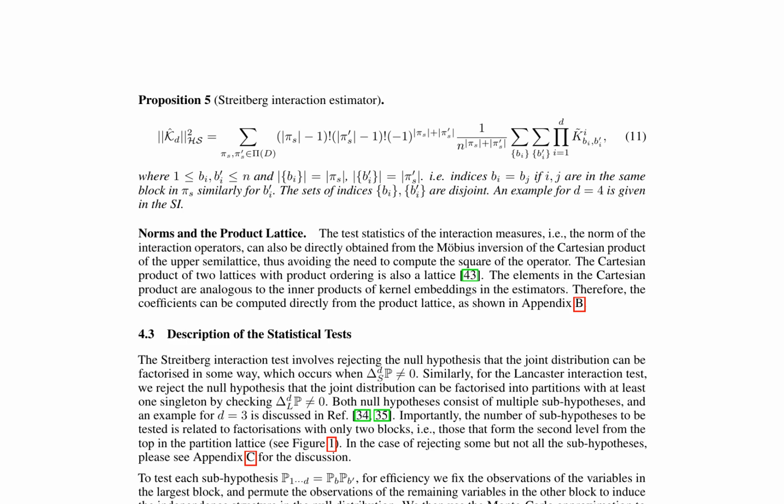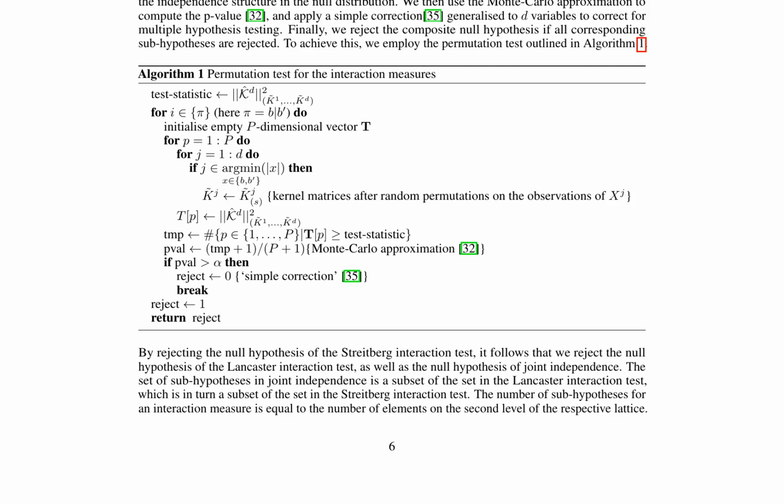The number of subhypotheses to be tested corresponds to factorizations with only 2 blocks, forming the second level from the top in the partition lattice. To efficiently test each subhypothesis, observations are fixed in the largest block, and permutations are applied to the remaining variables. The Monte Carlo approximation is used to compute the p-value, with a simple correction applied for multiple hypothesis testing. The permutation test algorithm involves computing the test statistic, initializing an empty vector, and iterating through observations to compute the p-value. The test rejects the null hypothesis if all corresponding subhypotheses are rejected.